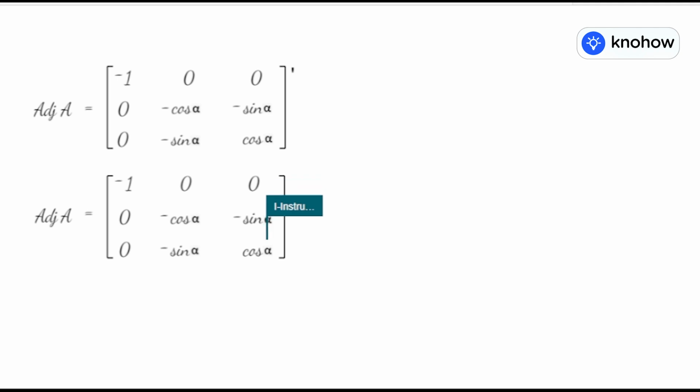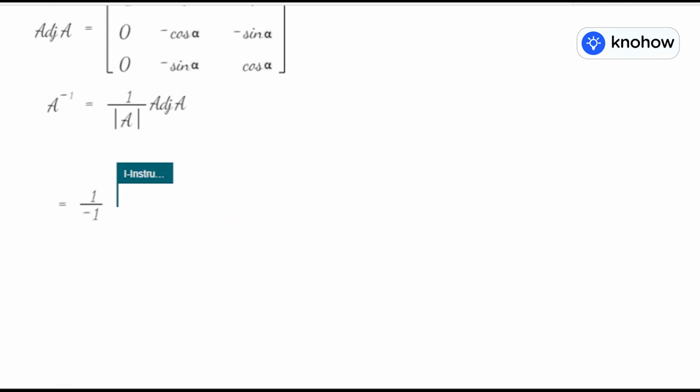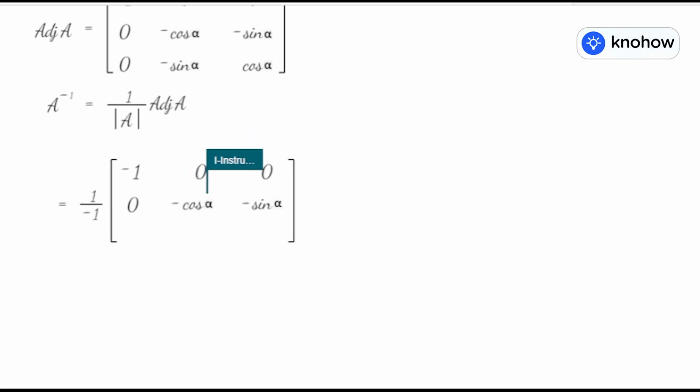So what is the value of A inverse? A inverse is 1 upon determinant A into adjoint A. And what is the value of determinant A we worked out? Negative 1. So 1 upon negative 1 into, and the value of adjoint A you worked out as negative 1, 0, 0, 0, negative cos alpha, negative sin alpha, and 0, negative sin alpha, cos alpha.